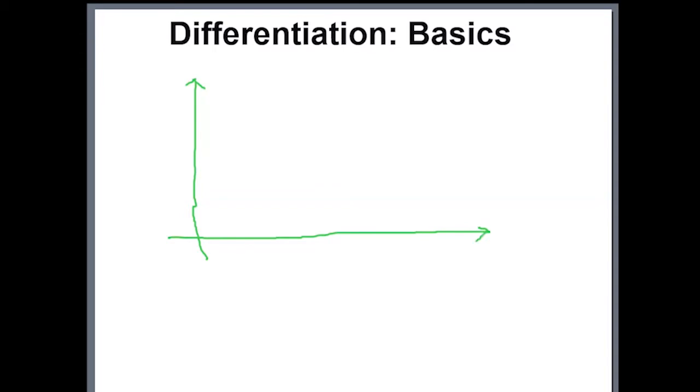This curve looks good. Now let's pick a point, and let me call this point P. Then draw a straight line that passes through this point.